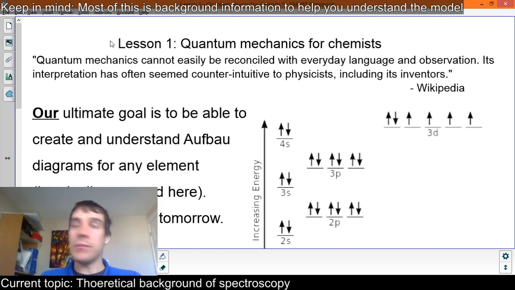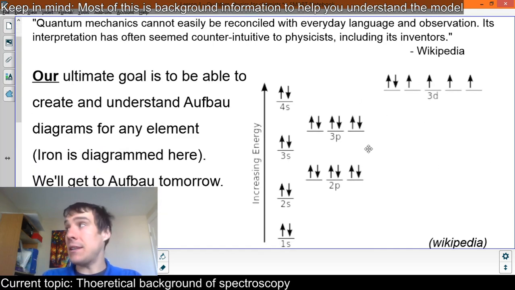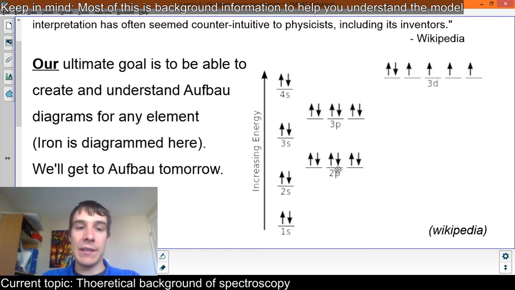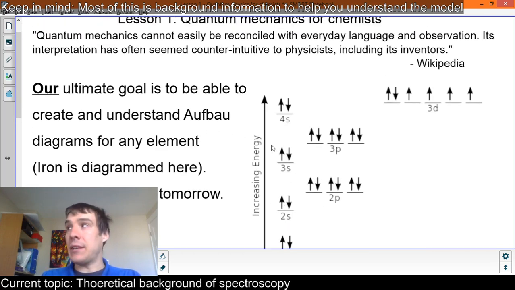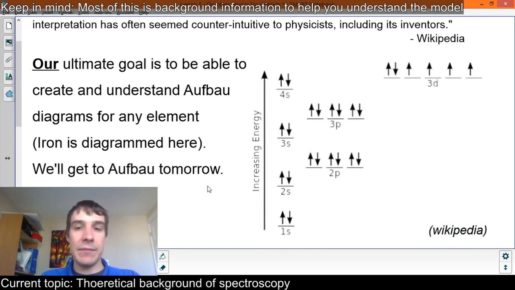Our goal really is to be able to understand these kinds of diagrams. These are called Aufbau diagrams. This is iron. We're going to get to that later. I know this note says tomorrow, but it's going to be next week.